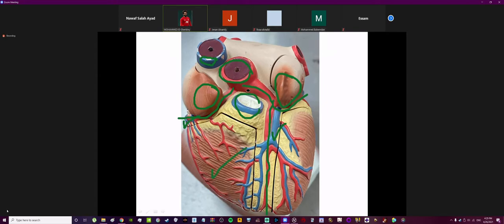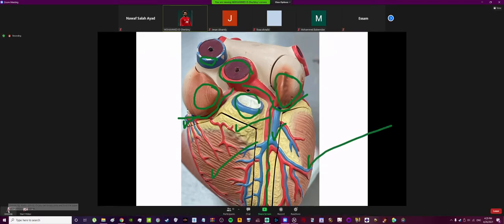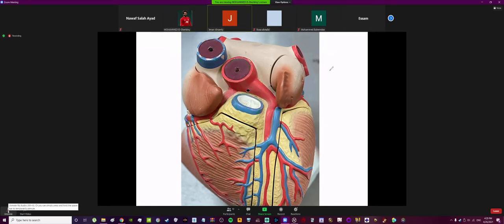This is the right ventricle. This is the left ventricle. This is the infundibulum. You got it? Easy.